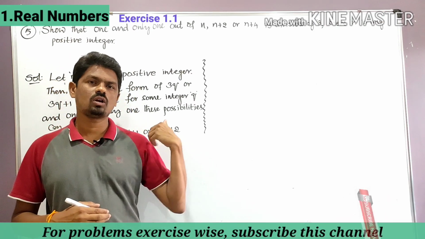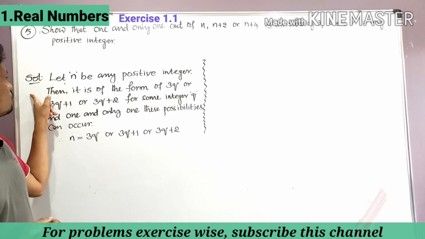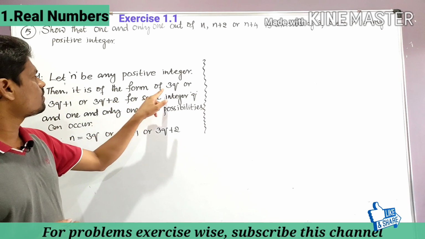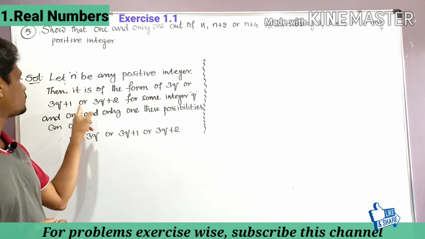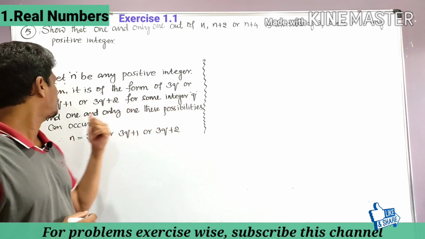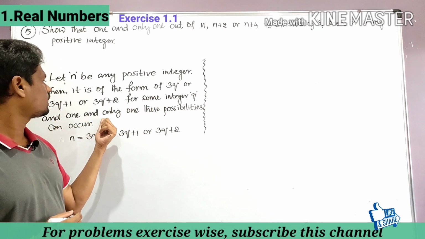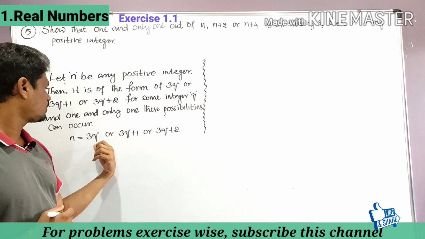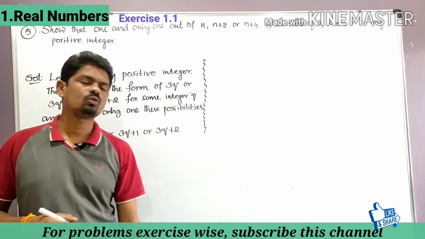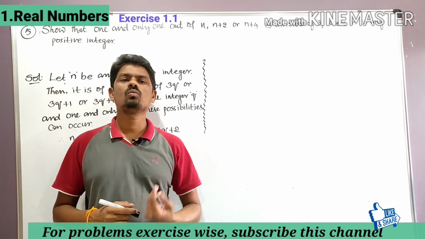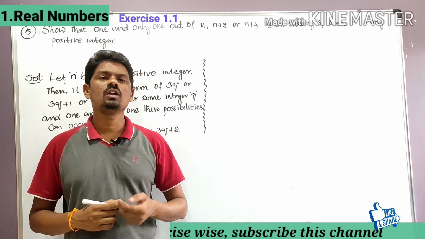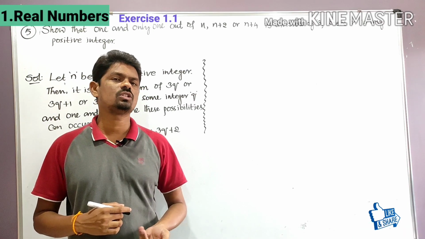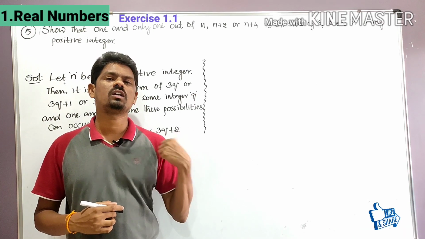So now we have to solve the problem. See, solution: let n be any positive integer, then it is of the form 3q or 3q plus 1 or 3q plus 2 for some integer q. So one and only one of these possibilities can occur. So n is equal to 3q or 3q plus 1 or 3q plus 2. So student, we have one statement: any positive integer is of the form 3q or 3q plus 1 or 3q plus 2. This is the proven statement we can use here.